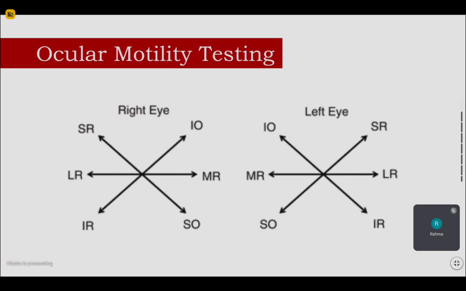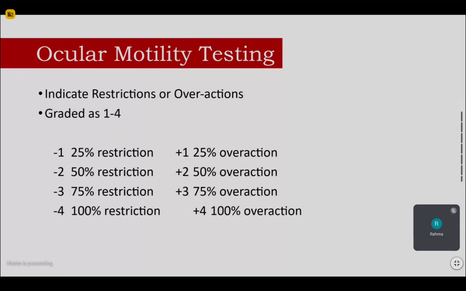These directions can test for our corresponding muscles. So in that direction, you can check for the superior rectus, the inferior rectus. For left and right gazes, you can check for the lateral rectus and medial rectus respectively. For the inferiors, you can check for the inferior rectus and the superior oblique. And then we indicate if there are restrictions or overactions, and then we grade it as 1 to 4.